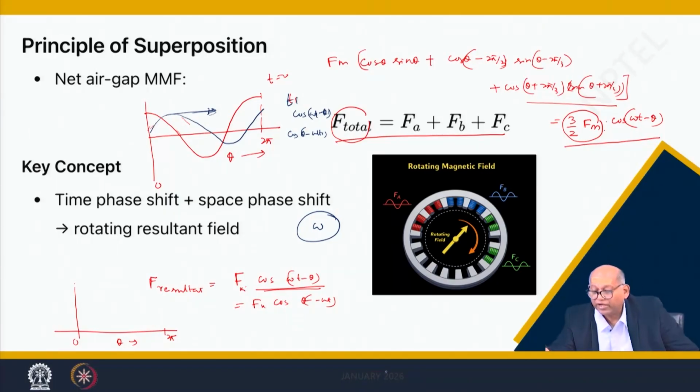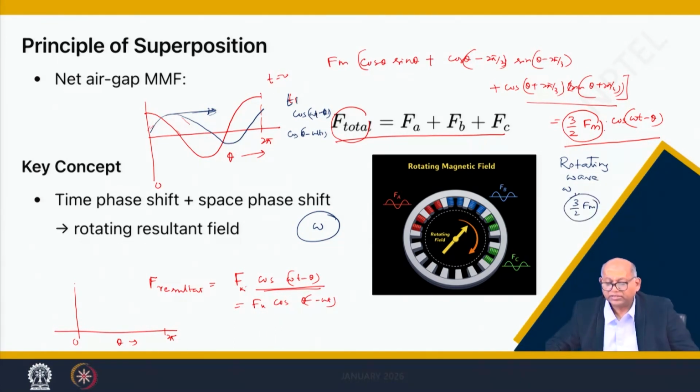You can say it is a rotating wave. So I will write it as a rotating wave, with constant rotational speed omega, and the magnitude is also constant, 3/2 Fm. Please check it out. So this is called the principle of rotating magnetic field. We will see how it happens because of the distributed winding.